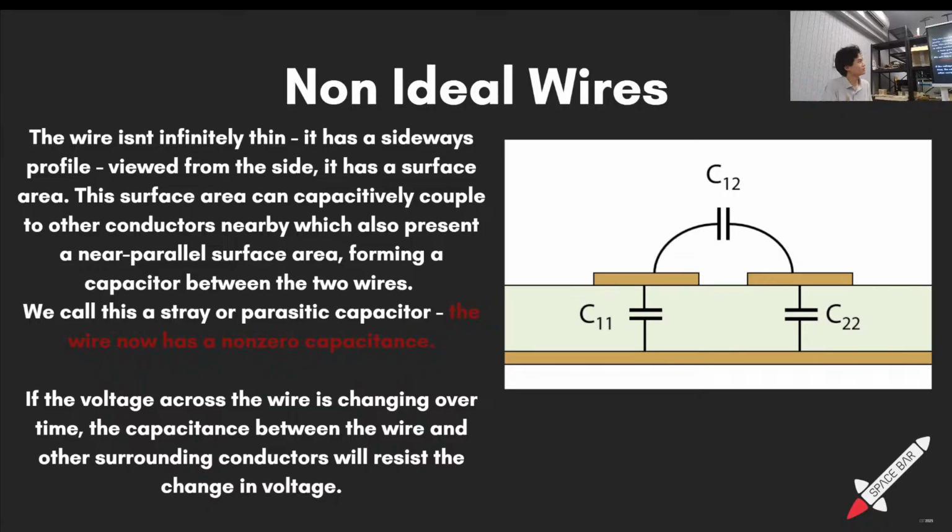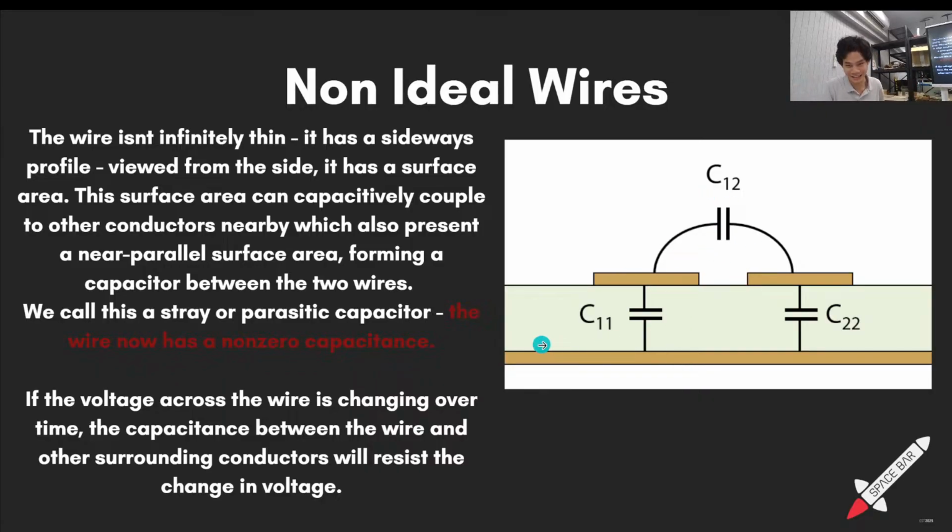Now the wire is not infinitely thin. It has a cross-sectional area, right? So it has a surface area when you look at it from the side, and this surface area can capacitively couple to other conductors nearby. And then we form a capacitor between the wires. So here is the cross section of one wire, and here is the cross section of another wire. You see this surface area here and here? You have made a capacitor.